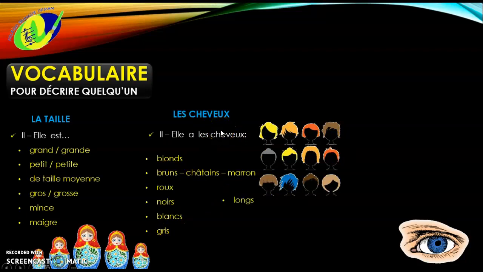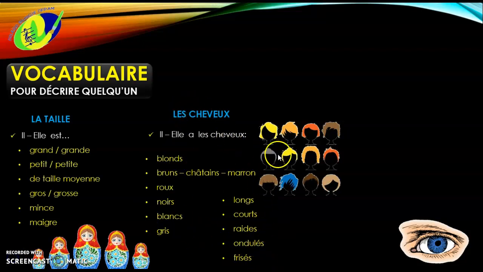And you have to speak about the shape of the hair too. Les cheveux longs, long hair. Les cheveux courts, short hair. Raide, that means straight hair, cabello liso. Ondulé, wavy hair, ondulado. And frisé, that means rizado, curly hair. In that way, you talk about the color and the shape of the hair.